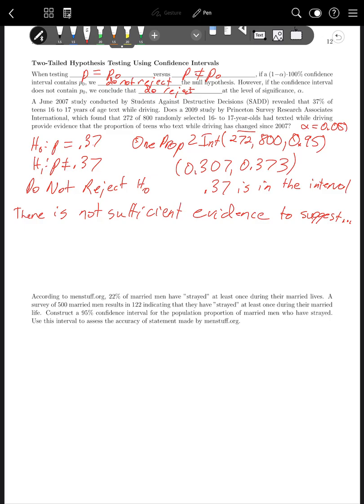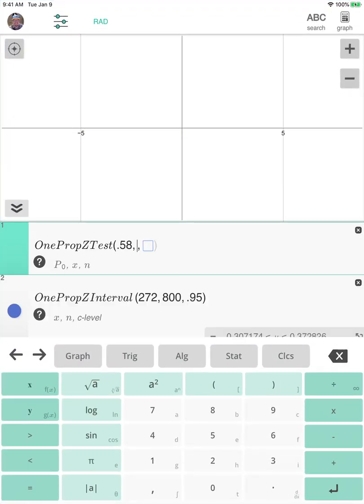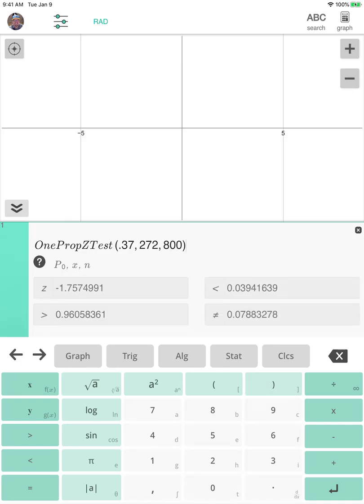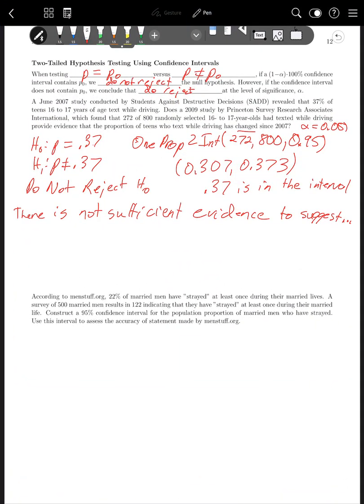And if we did this with a one prop z test, which is why I left this open up here, we should get the same result. So I put in 0.37 for P naught, 272 for X, and 800 for N. Notice that we get 0.0788, which is greater than 0.05. Therefore, we would not reject the null hypothesis. So you get the same final answer either way, but there are two different ways to do these not equal to confidence intervals. So why don't you pause the video at this point and go and try the second one.